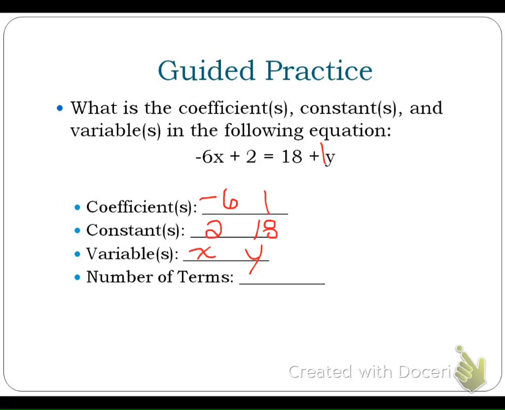And the final question asks, how many terms do you see? Now you may have put down 2, but there's actually 4. Terms can be on either side of that equal sign. Remember, they're separated by plus and minus signs, so there's 1, 2, 3, 4 terms. How'd you do?